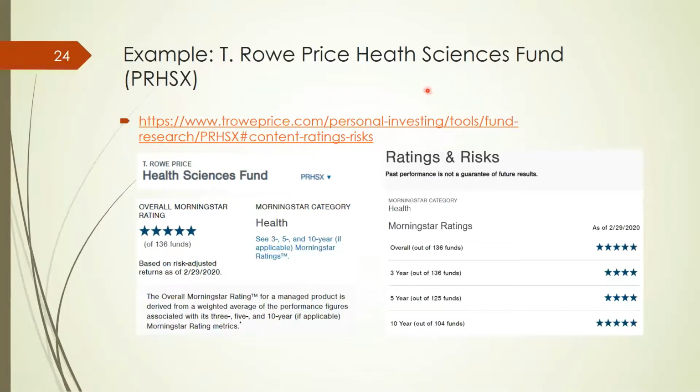This is the T. Rowe Price Health Sciences Fund with the ticker symbol PRHSX. The Health Sciences Fund has a 5-star rating, which is the overall Morningstar rating, 5-star, out of 136 funds in its category, something like health science, also based on the size and book to market category. And it has multiple ratings depending on the sample period we're looking at.